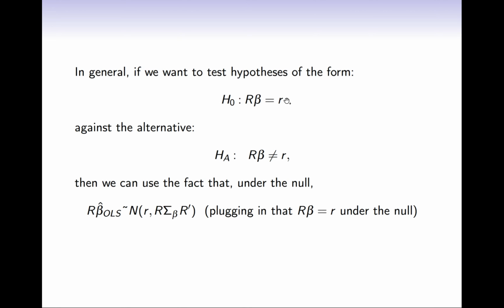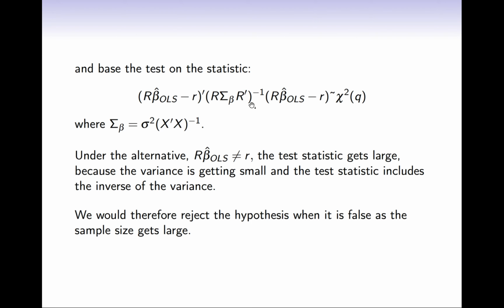Okay, so in general, if we want to test R beta equal little r, so a lot of times little r is 0, but it doesn't have to be 0. So for example, if we're testing constant returns to scale, then little r is 1, because we're testing whether the sum of the betas equals 1. So generally we would plug in the null here, because we're plugging in under the null, and that would be the distribution under the null. And again, we can set it up as a chi-square statistic.